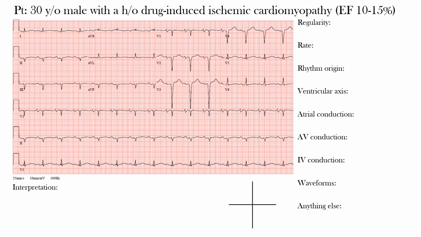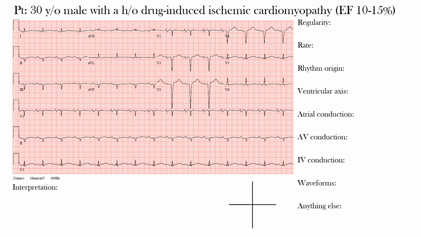Okay, so our 30-year-old male with a history of drug-induced ischemic cardiomyopathy and ejection fraction of 10 to 15% has this EKG. So let's go through it now. So first, what is the regularity of this rhythm? Well, on first impression of the EKG, you probably notice that the rhythm appears quite regular. In fact, this is a regular rhythm. Okay, so how do we know that?